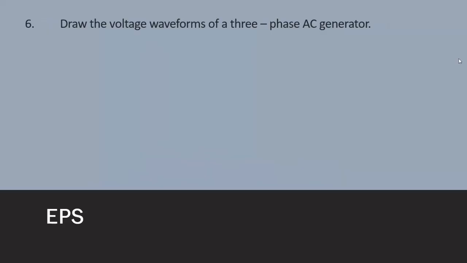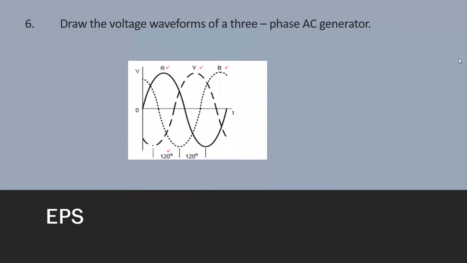Draw the voltage waveforms of a three-phase AC generator. So notice that they are 120 degrees apart, and in the diagram it would be required to label them red, yellow and blue, and also show the difference between the waves, 120 degrees apart. It would be easier to start with the red, because that's your normal sine graph, and then follow it with the dashed line, which will be 120 degrees apart.